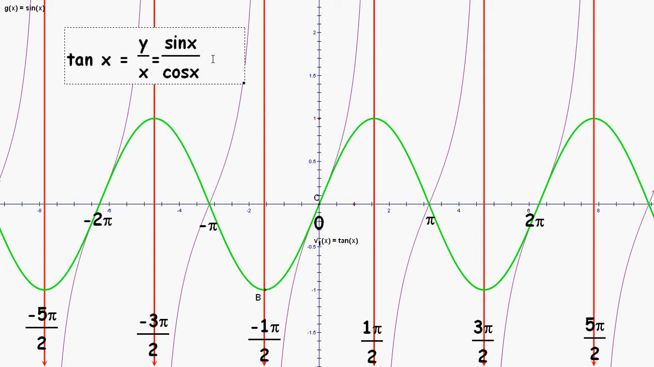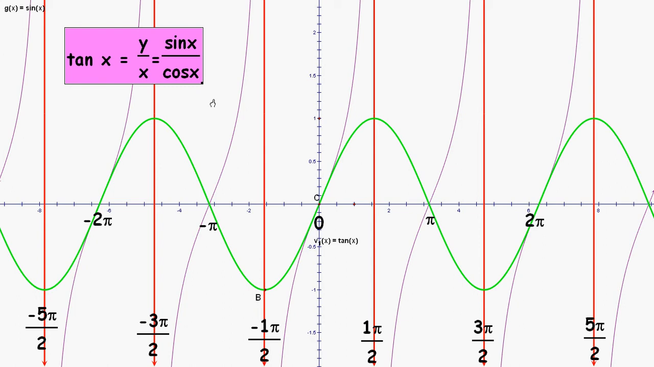So if you were to look at the cosine of negative 5 pi over 2, it would be 0. If you looked at the cosine of negative 3 pi over 2, it would be 0. And so forth. Every time you see an asymptote, the cosine of that x value is going to be 0. So that's important to note.